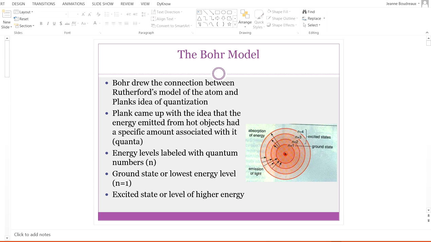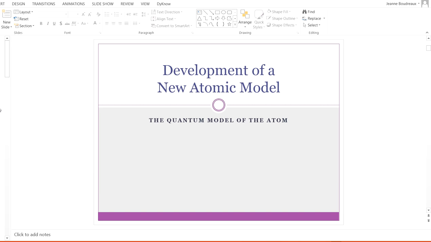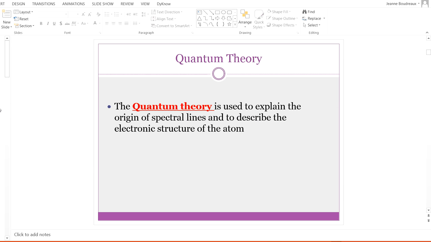Today we're going to look at the quantum theory, and from the quantum theory we are going to move to electron configuration, and then we're also going to look at orbital notation before we get into the periodic table and periodic table trends part of the notes. So we're going to take a look at the quantum model of the atom.